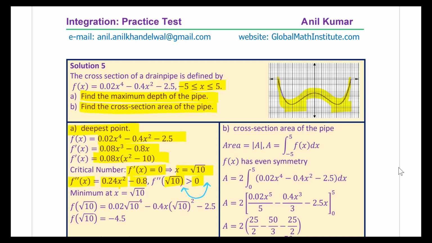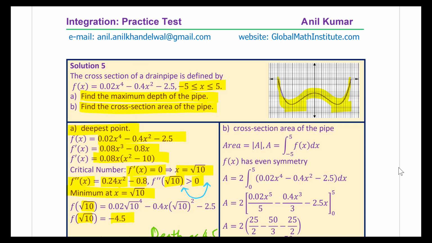So we get a minimum at x equals square root of 10. Substitute the value to find what this value is, and it turns out to be minus 4.5. So the deepest point has a depth of 4.5. So we can say the depth of 4.5. Okay, so that is part A.